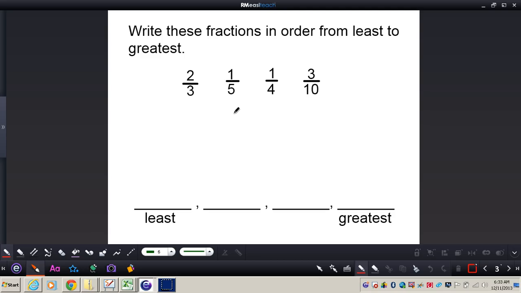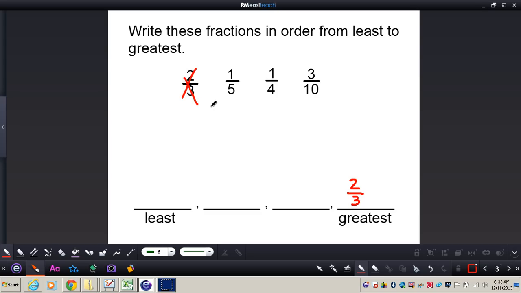Okay, so I have 2/3, 1/5, 1/4, and 3/10. Now right away, I know, since I have good fraction sense, that 2/3 is greater than any other fraction here. It's greater than 1/5, 1/4, and 3/10. So right away I'm going to put that all the way where it says greatest. I can kind of cross this one out.